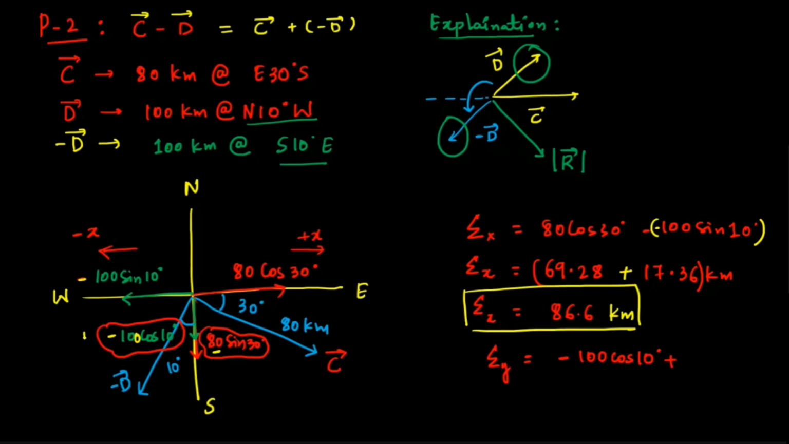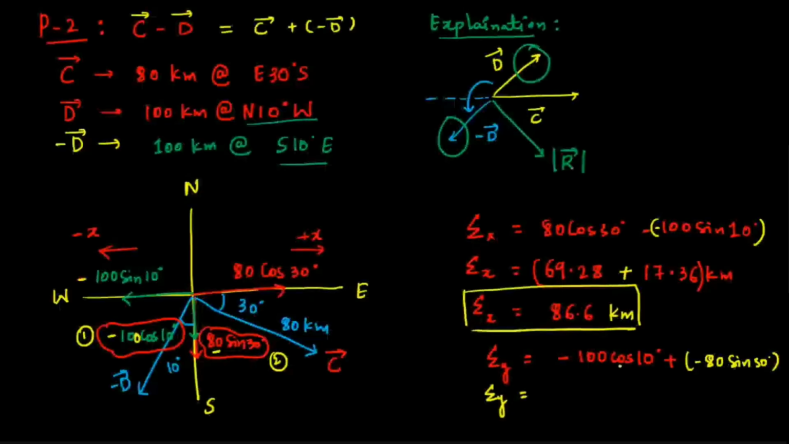This is the first. This is the second. It is going to be negative of 80 sine 30. Okay. Now, if you look at it here, both the vectors are negative. Why? Because it is going along negative y-axis. So if it is along negative y-axis, it will automatically give us negative values. That is what we need to understand.